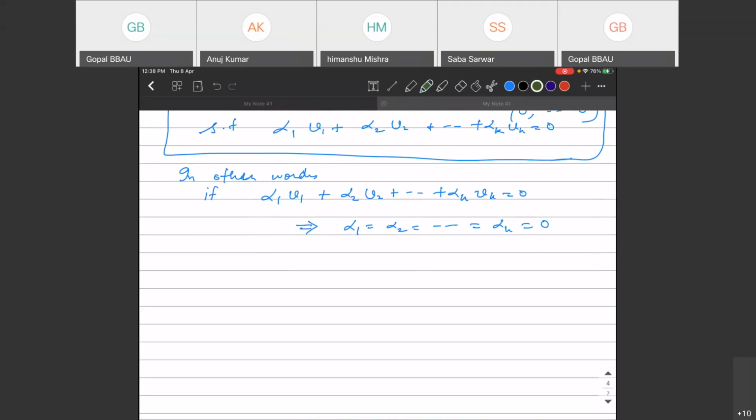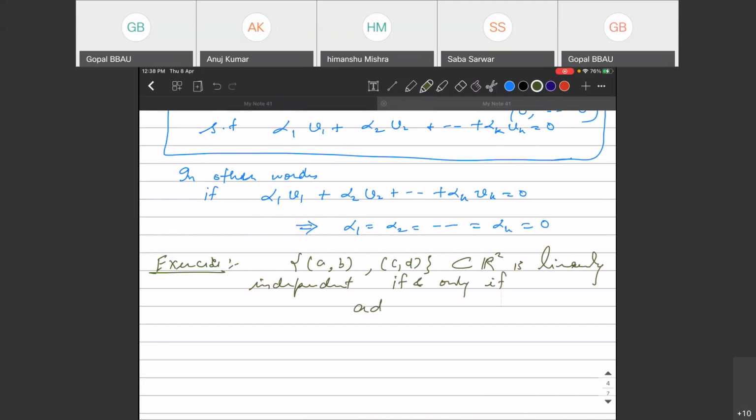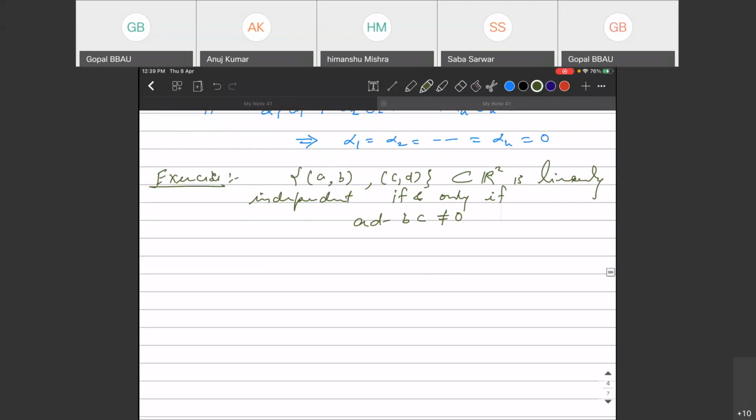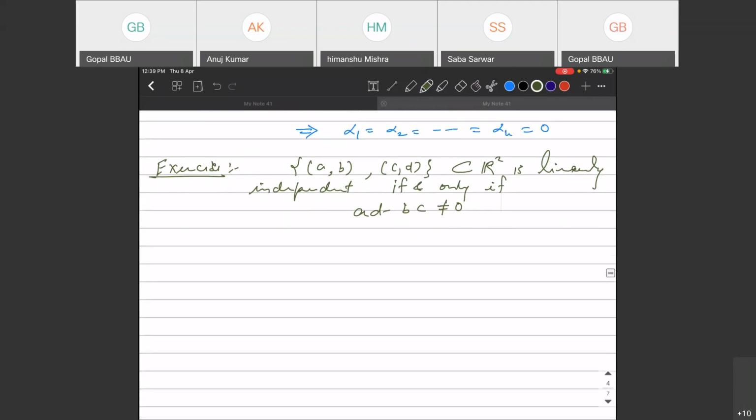So here is the exercise for you. If we have a set in R2, (A, B) and (C, D) in R2, it's linearly independent if and only if AD minus BC is non-zero. Okay, prove it. And there is a very nice relation, we will see this later, but let me bring it out here.